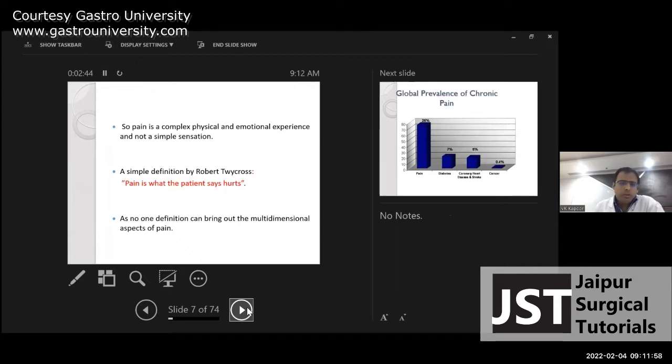And what is pain actually? Pain is what a patient says hurts. Whenever a patient says it hurts, we have to believe him. We don't have to impose that, no, you are not having pain, you are just feeling it, it's in your mind. That is a wrong perception.